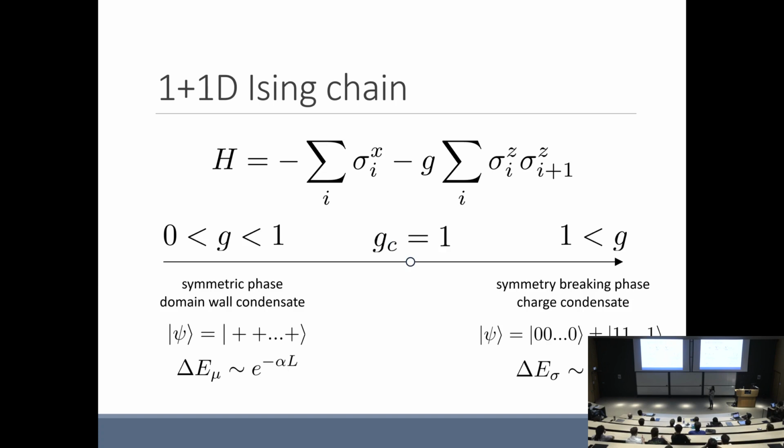So charge is condensed in the symmetry breaking phase. And then in between, when I tune G to equal to 1, this is at the critical point. And what I'm trying to say is that the fact that the two phases on the two sides are, one a charge condensate, the other a flux condensate, has a lot to say about what happens at the critical point.